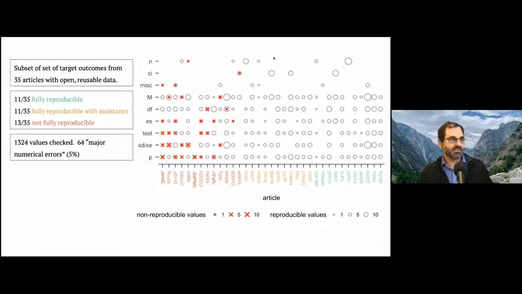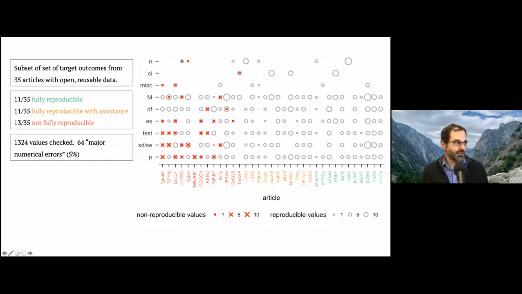You could see there, these are the statistics that we had. So n's, confidence intervals, means, degrees of freedom, and so forth. And you can see the kind of approximate magnitude of the mismatches here. You can see that they're spread throughout the set of statistics that we had, including simply the number of participants in the study, for example.